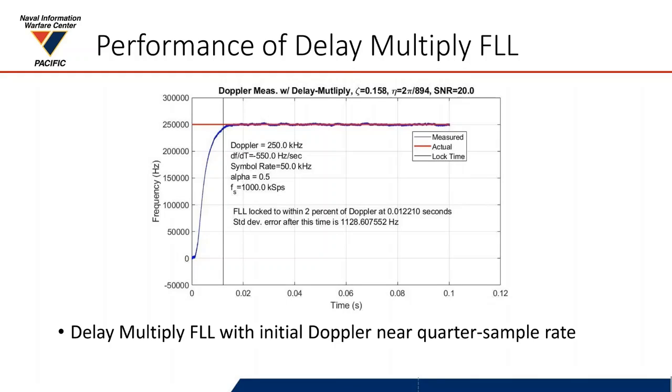A frequency lock loop built out of a pre-filtered delay multiply device is able to track a BPSK signal which has a Doppler offset of up to plus or minus a quarter sample rate. And here's a scenario where we've done that. A 50 kilohertz BPSK signal of interest with a 250 kilohertz initial Doppler changing at minus 550 hertz per second. We're able to lock onto it within 12.2 milliseconds, but our standard deviation of error after that is over a kilohertz. If we wanted to lower the standard deviation of error, we'd have to trade our loop control variables and live with a longer locking time.